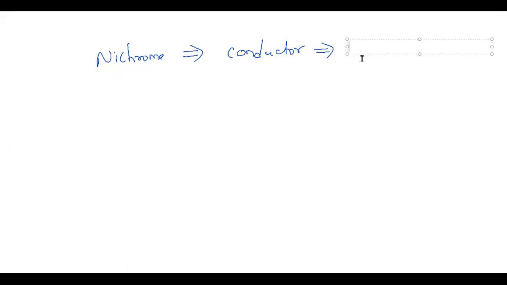For example, if I speak about nichrome, nichrome is used as a conductor. Who is a conductor? Which has less resistivity, less resistance.